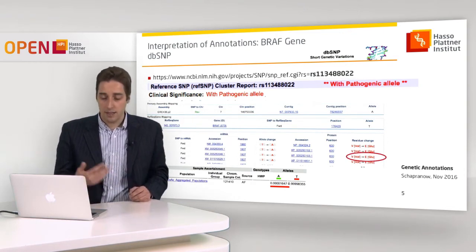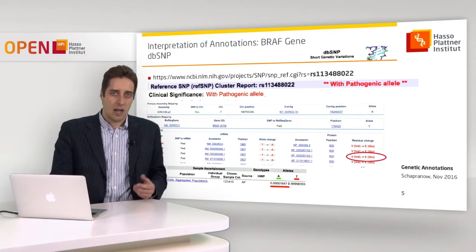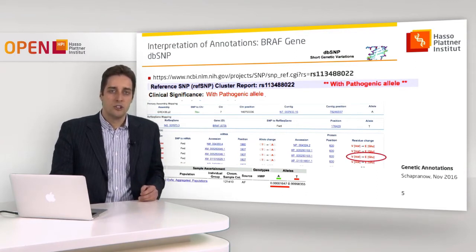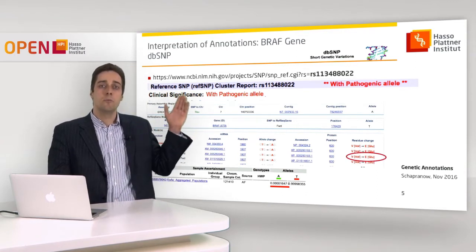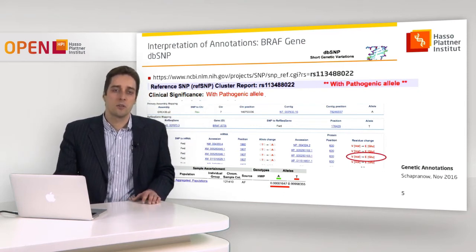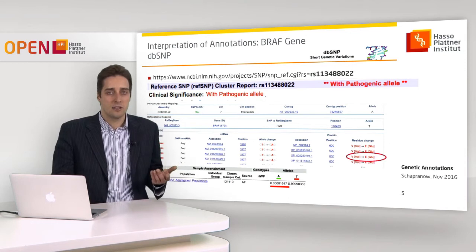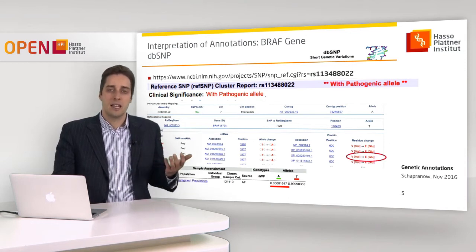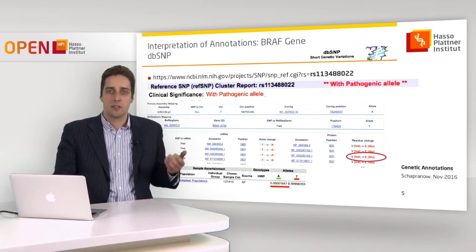So what does it mean? The next step would be to understand how this kind of gene is involved. We are talking here about the gene BRAF. This is the location where we say this is associated, for instance, with certain cancer diseases like lung cancer, but also breast cancer and other ones.